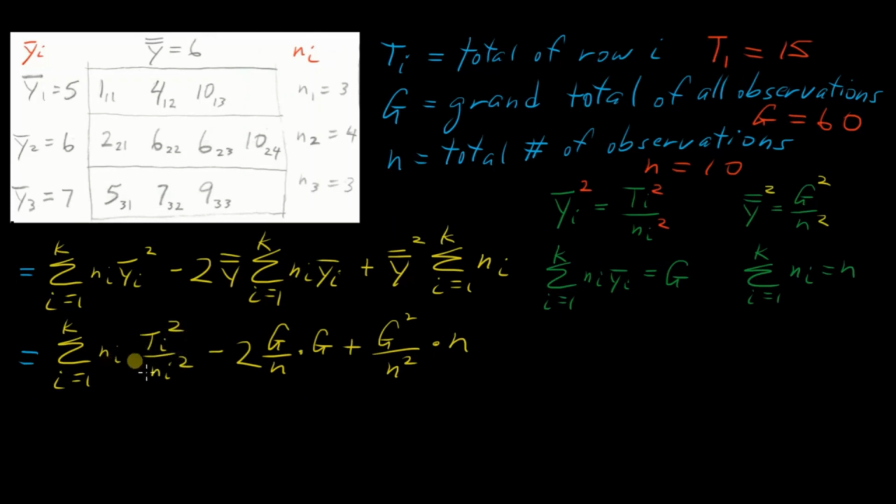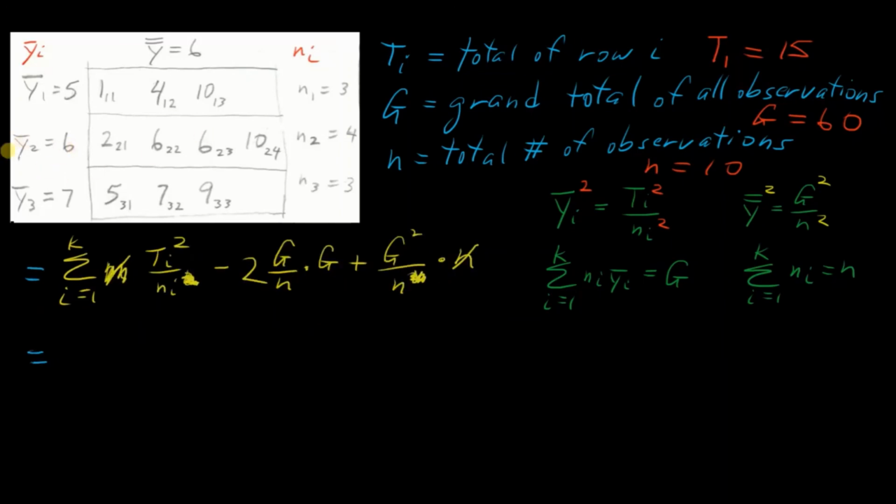But now, this is going to cancel out one of these. So let's just get rid of that. And so here we have Ti squared over Ni. So these are going to be gone in the next line. And then what else? Okay, over here, so this N is going to cancel out one of these. So let's get rid of this square.